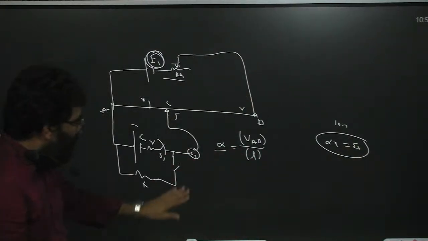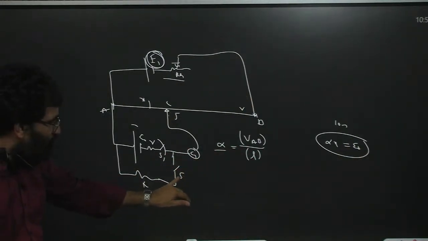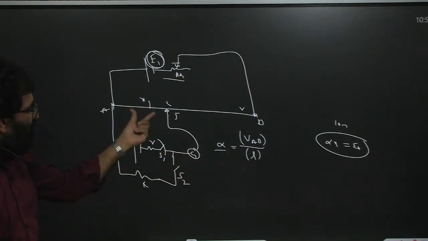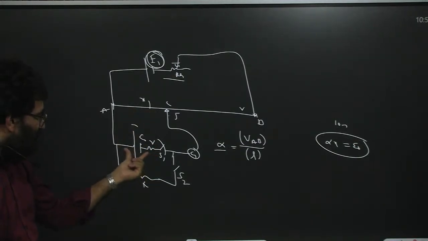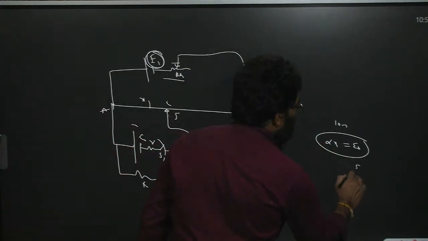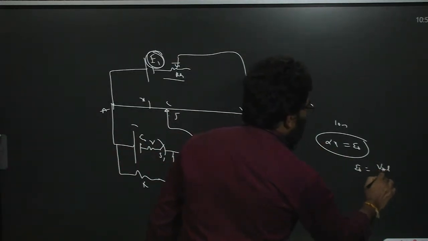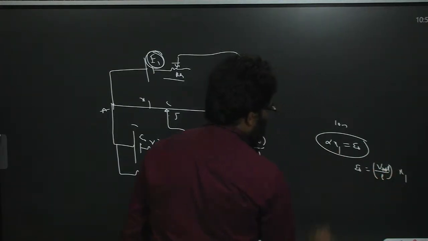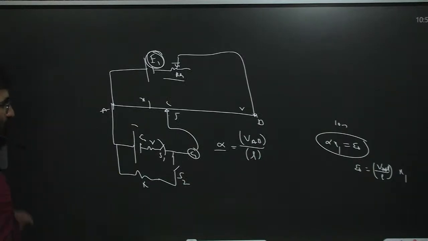So whenever S2 is open and S1 is closed, the galvanometer current is 0. Whenever the current passing through this is 0, the potential drop across A and C and the internal EMF will remain the same. Alpha into X means E0 is equal to VAB by L into X1. That is what we are able to find out, the EMF of the unknown cell.